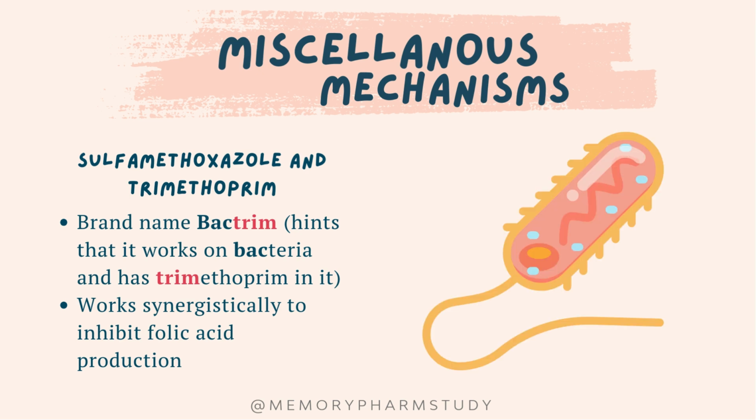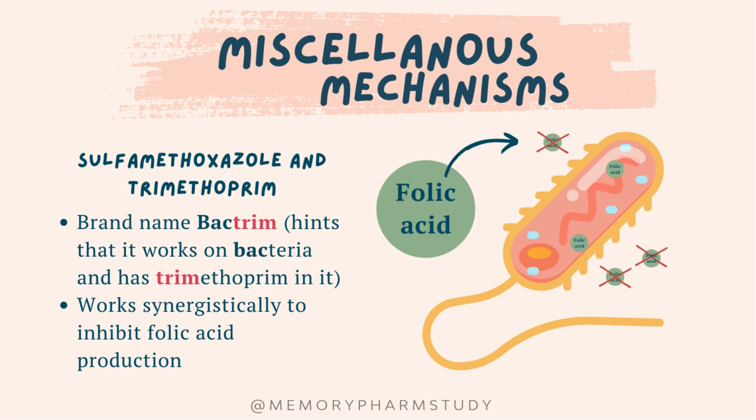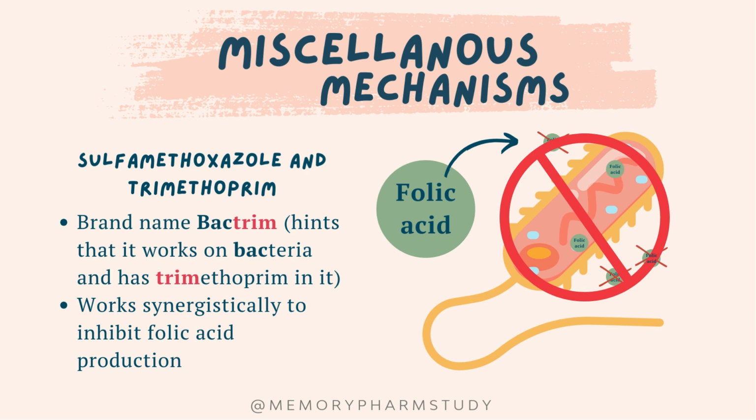The brand name is Bactrim, a combination of two antibiotics that work synergistically to inhibit folic acid production. Folic acid is an essential component in the synthesis of bacterial DNA, and inhibition can lead to bacterial cell death. Sulfamethoxazole and trimethoprim are considered bacteriostatic when used alone and are bactericidal when used in combination.